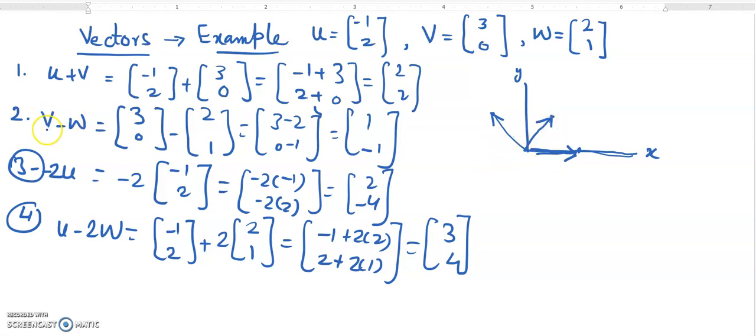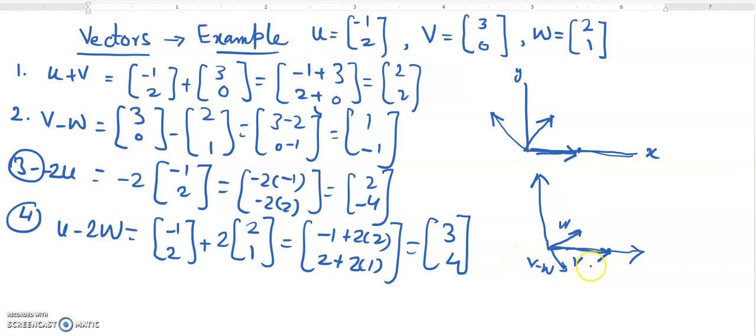Similarly, we can represent the vector v minus w. So what is v? v is (3, 0), as before, and w is (2, 1), so it is 2 here and then 1 here. So this is the w vector. And then what was v minus w? It is (1, -1). So 1 is here and then -1 is here, so this will be the v minus w vector.